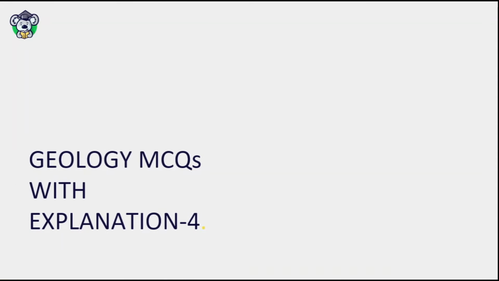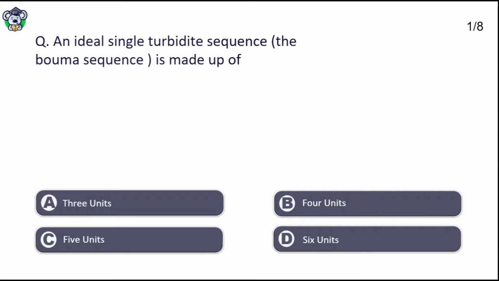So without delay, let's start our discussion video. An ideal single turbidite sequence, that is called the Bouma sequence, is made up of how many units? The right answer is 5 units. What are those 5 units? Those are A, B, C, D and E. A is the bottom unit and E is the top unit.